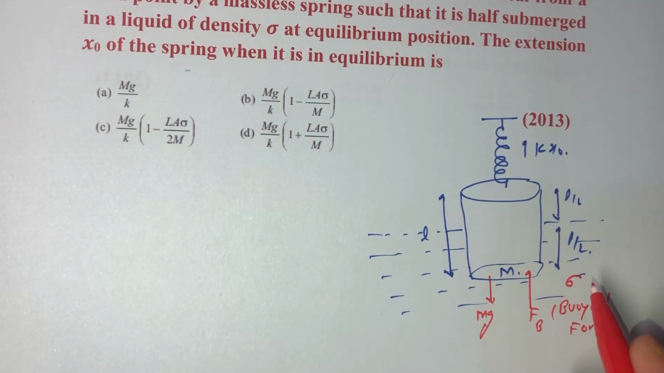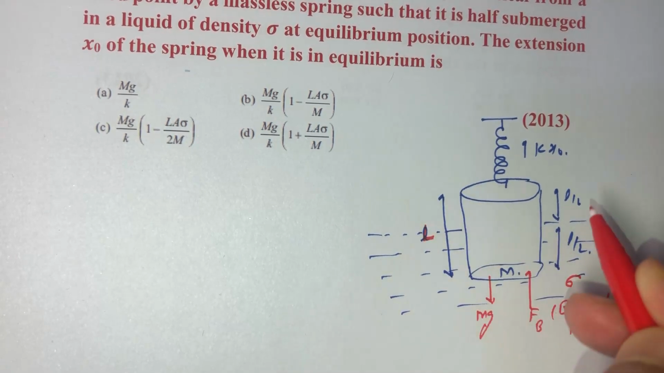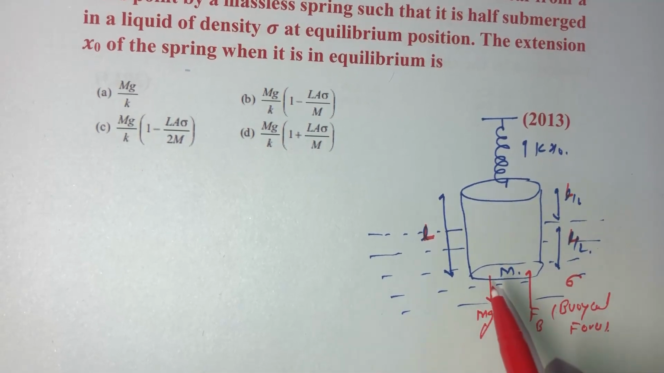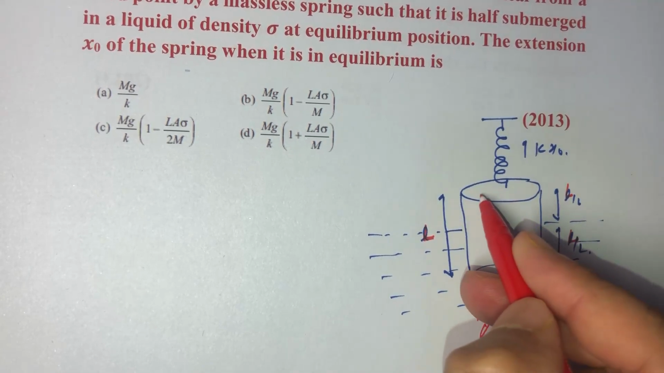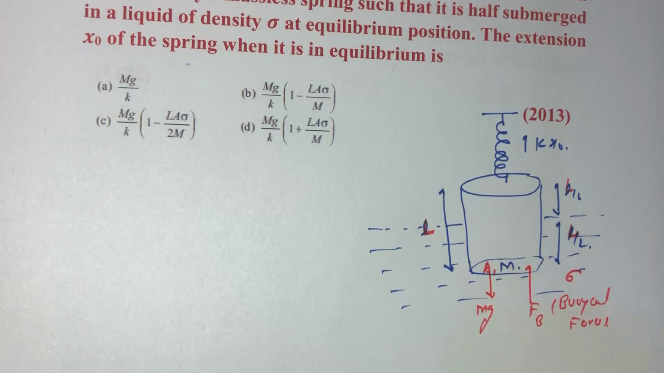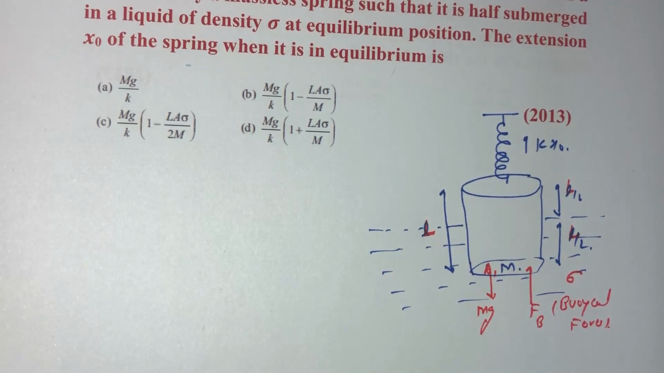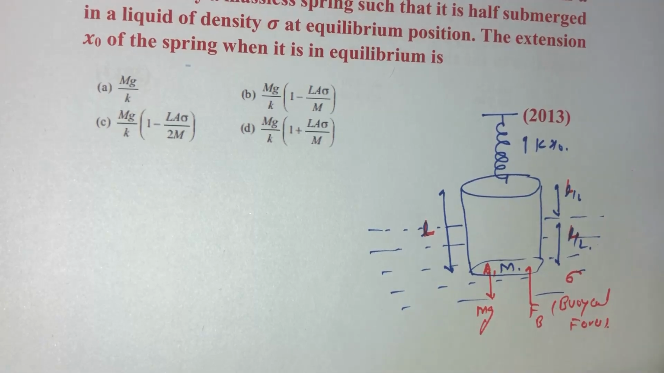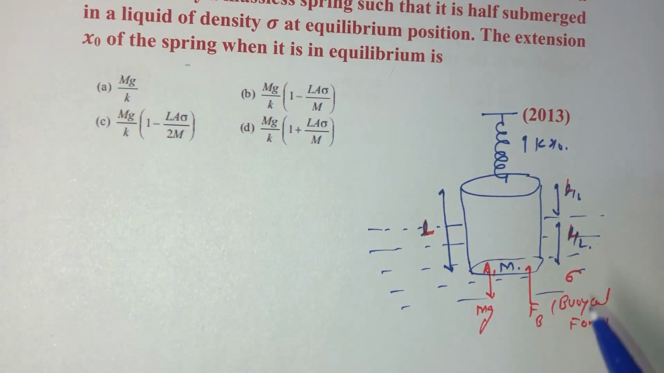And what else is given? It is capital L, not a small l. And we are given the area of cross section as A, and m is the mass. So from the figure we can clearly see that there are three forces acting on the cylinder. First will be the weight of the cylinder mg acting in the downward direction, buoyant force Fb acting in the upward direction, but that will be only for half of the cylinder, and another one will be the spring force.